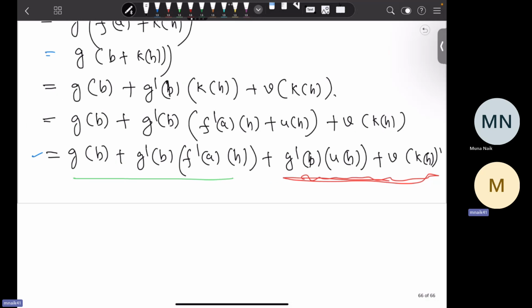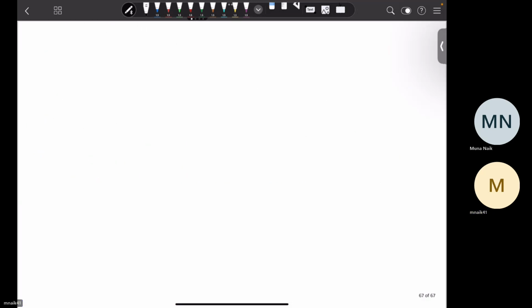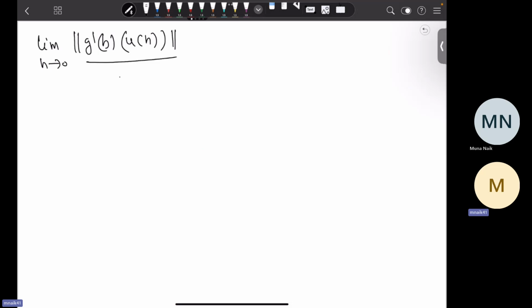So first, to show that G'(B) applied on u(h) is little o of h, I can take the limit as h tends to 0 of the norm of G'(B) applied on u(h) divided by the norm of h.